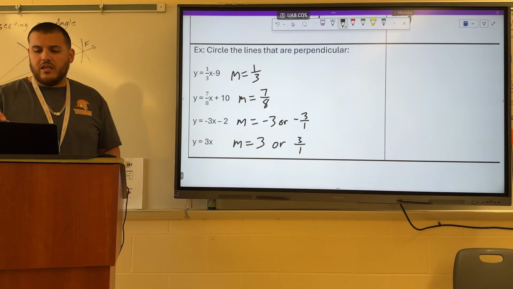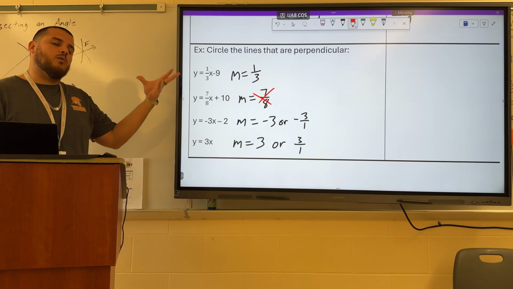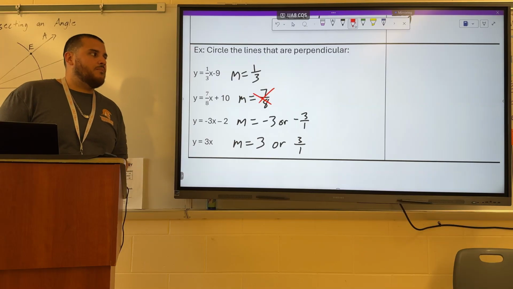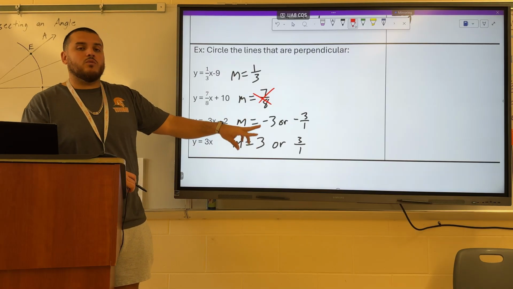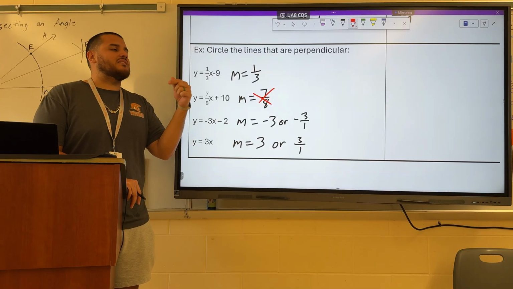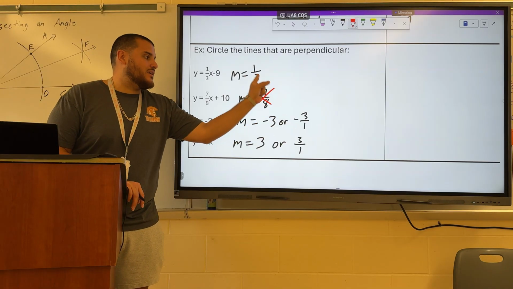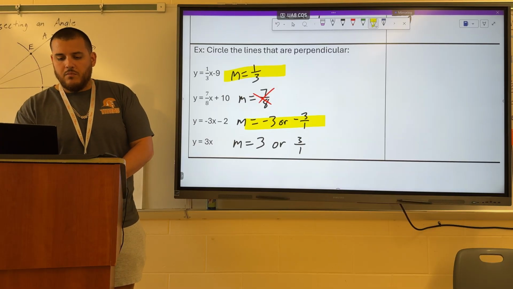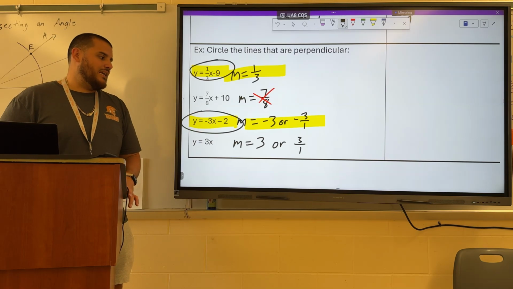Well, we can rule out the 7/8 because there's no other slope that involves a 7 and an 8. The rest of our slopes have a 3 and a 1, so we're just looking, do any of these have a flipped fraction and a changed sign? For example, we have a positive 1/3 here. Both of these have it flipped where a 3 is on top and a 1 is on the bottom. But remember, what makes it the negative reciprocal is the sign change. So this one was positive, this one is negative. So here's where we had a sign change and a flip of our numerator and denominator. Those would be the perpendicular lines in this example: 1/3 x minus 9 and negative 3x minus 2.